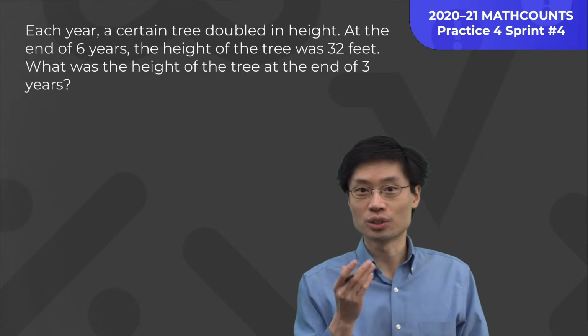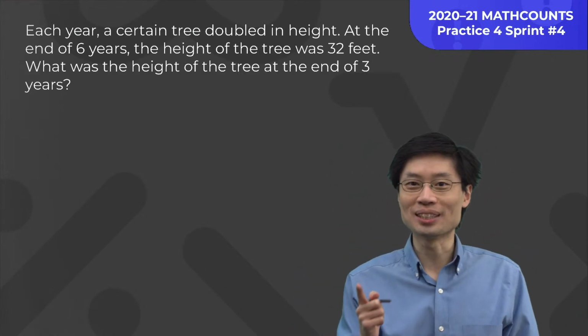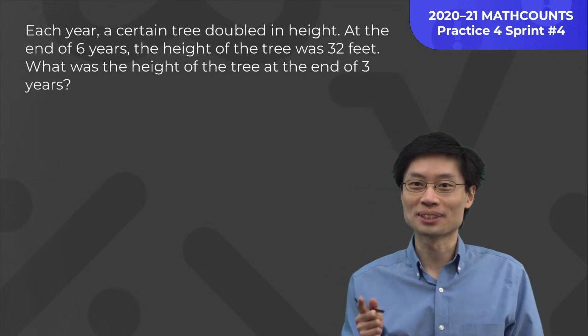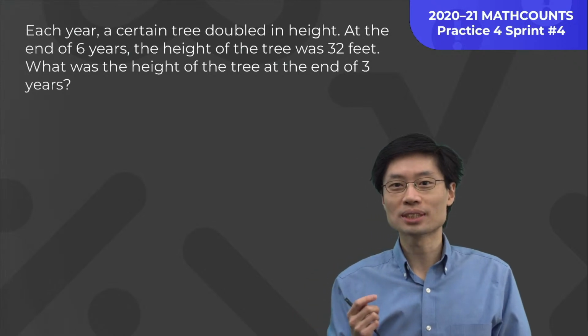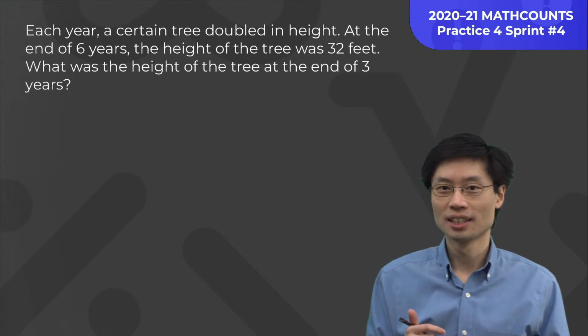Each year, a certain tree doubled in height. This is a crazy tree. Doubling in height every year is an incredible skill. Okay, at the end of 6 years, the height of the tree was 32 feet. What was the height of the tree at the end of 3 years?